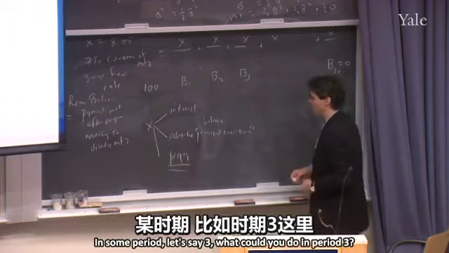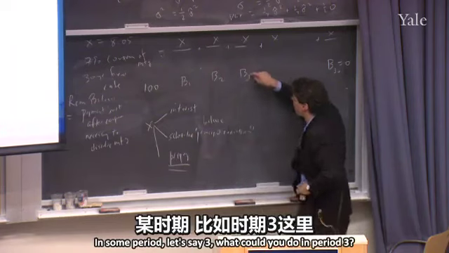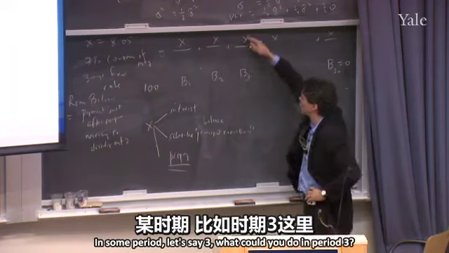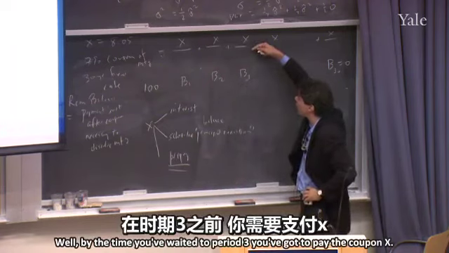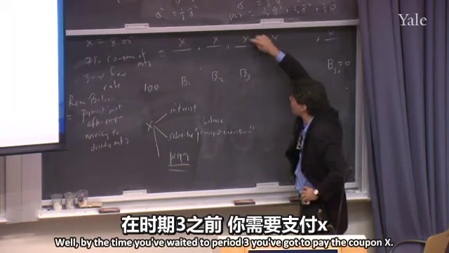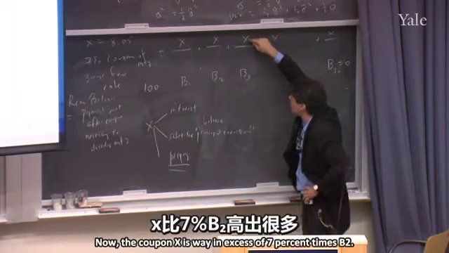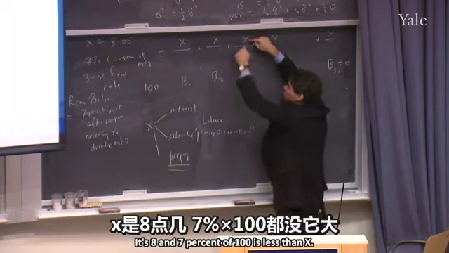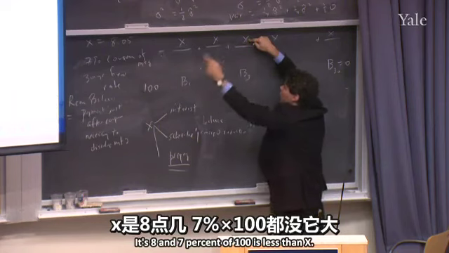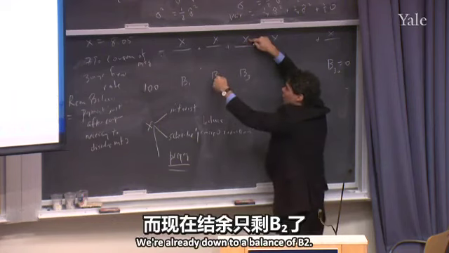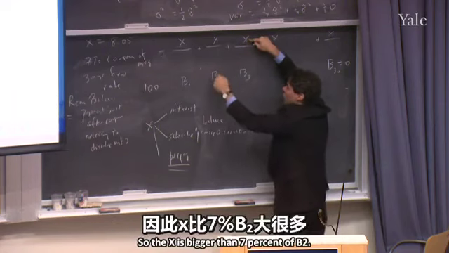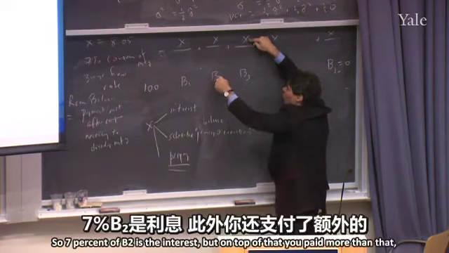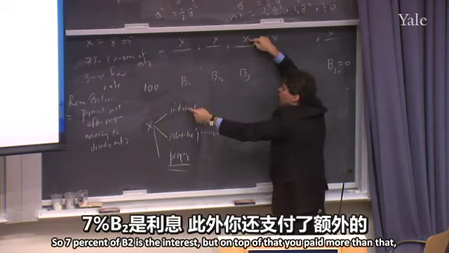In some period, let's say 3, what could you do in period 3? Well, by the time you've waited to period 3, you've got to pay the coupon X. Now the coupon X is way in excess of 7% times B2. It's 8, and 7% of 100 is less than X. We're already down to a balance of B2. So the X is bigger than 7% of B2. So 7% of B2 is the interest.